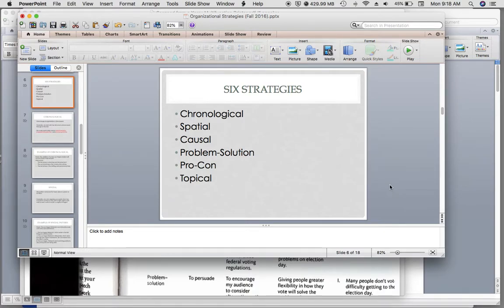So just to review, we talked about chronological, spatial, causal organization, pro-con, and topical, and those five you can use for speech number 2. You should choose one, and it should be pretty clear which one you have chosen based on how you've organized your speech. The sixth one, problem solution, we'll save that for speech number 3.